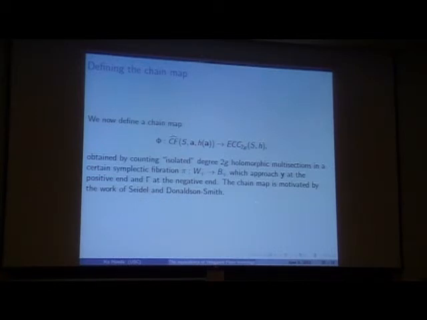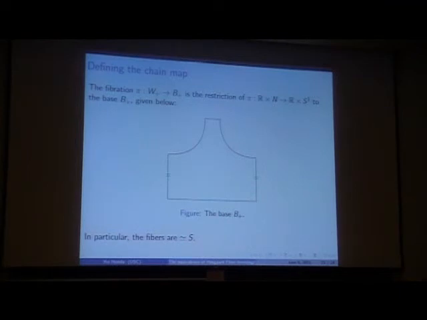And the chain map is motivated by combining the work of Zeidel and Donaldson-Smith. So the base looks like this. At the positive end, it looks basically like an infinite strip. And then this is boundary. These two things are identified, and this is not a boundary, this is just pulled off from negative.